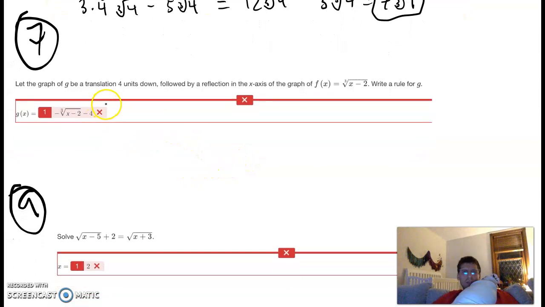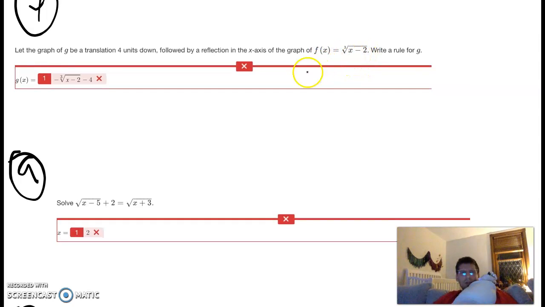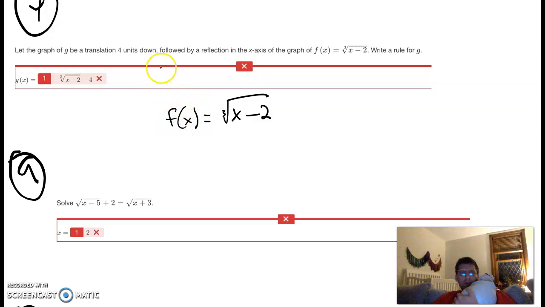Okay, let the graph of g be a translation 4 units down, followed by a reflection in the x-axis of the graph of f of x equals the cube root of x minus 2. So this is my original function. So first it's saying g of x is first a translation 4 units down.